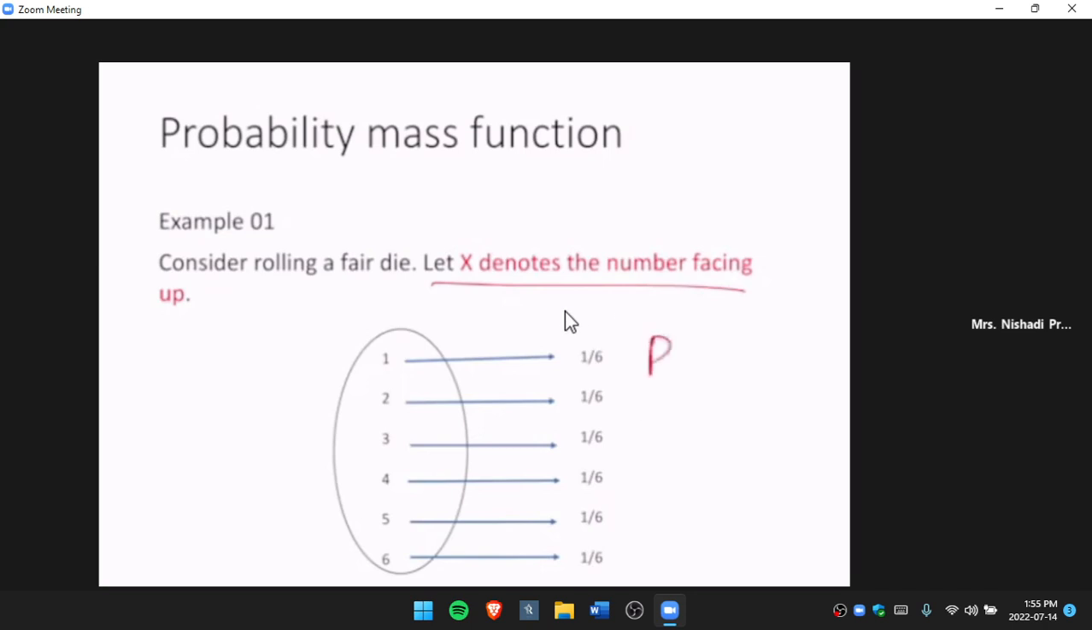Probability of the random variable x. Now you can see that it has equal probabilities. So we can write it as 1 over 6. But that probability is 1 over 6 if the random variable takes the values 1, 2, 3, 4, 5, 6. Otherwise, the probability is 0.